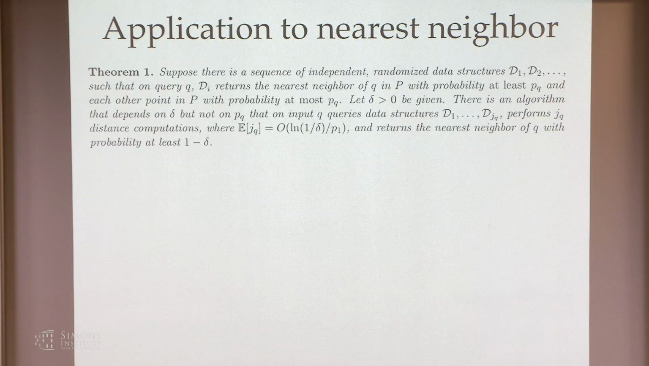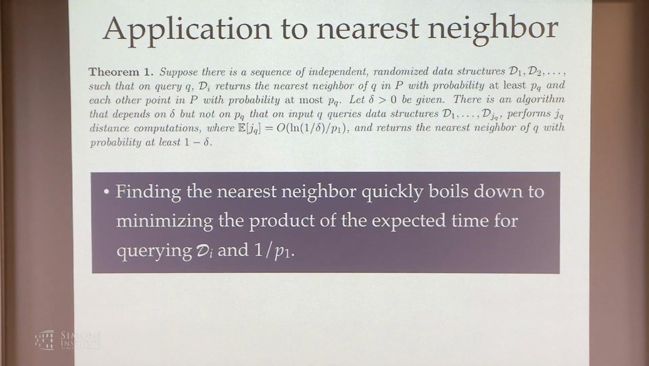And so it's assuming that someone gives us this sequence of data structures, then we can query the optimal number of such data structures depending on P1 without actually knowing P1. So the number of data structures that we're going to query is log 1 over delta divided by P1. So what does this mean? It means that if we want to find the nearest neighbor, it basically boils down to constructing these data structures such that the product of the time and 1 over P1 is minimized.